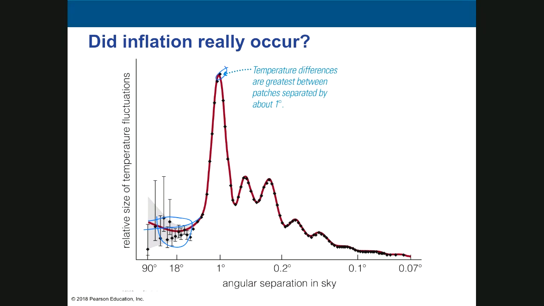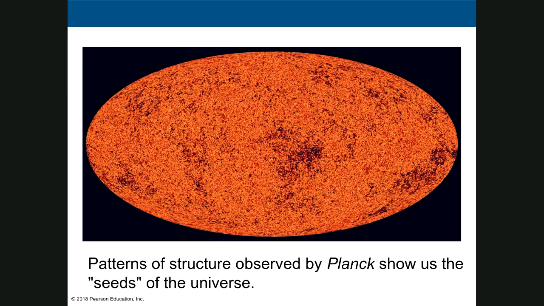And that's where we see large but still very small fluctuations. And this is angular separation in the sky. All right? Basically, the patterns and structures we observe show us the angle of the universe. Now, to get the density, it's actually a pretty simple calculation.